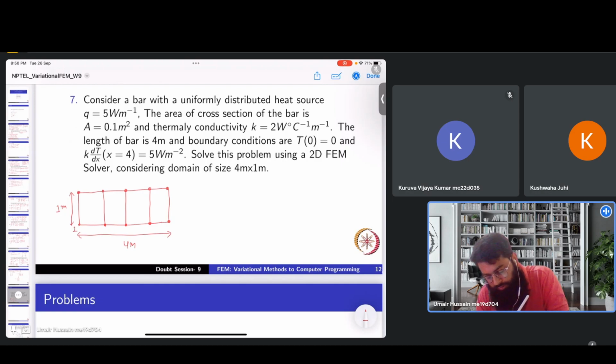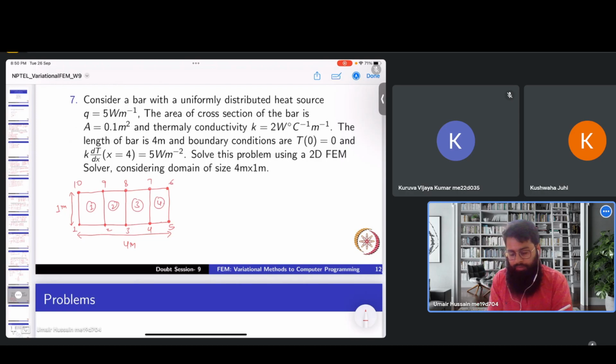We have nodes 1, 2, 3, 4, 5, 6, 7, 8, 9, 10. So this is our element 1, element 2, 3, element 4. We have a restricted boundary condition at this face, and we have a Neumann boundary condition at this face. It's not Q actually, it's flux.